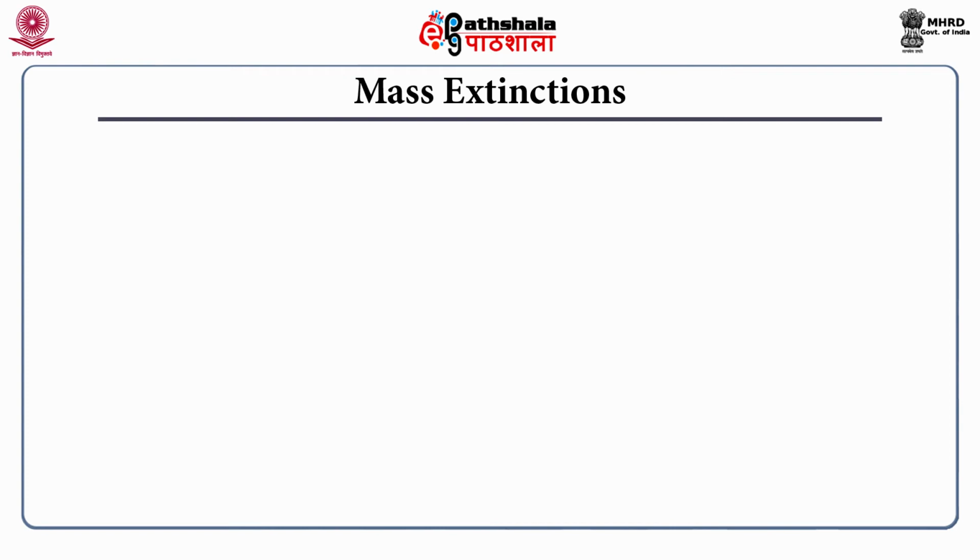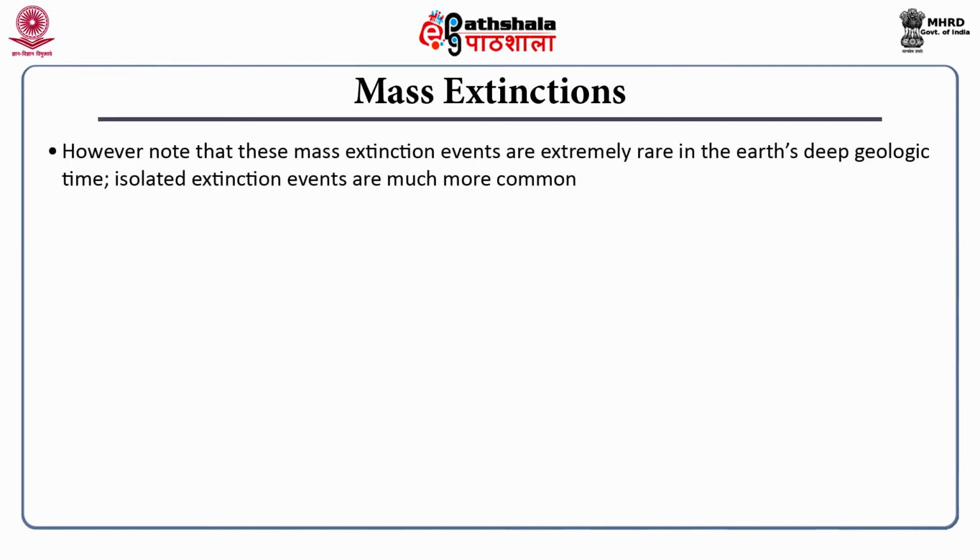So, mass extinction events, what are these? You should note that these mass extinction events are extremely rare in Earth's deep geologic time. Isolated extinction events are much more common. Local extinction events are a lot more common. Background extinction events might have caused a lot more species extinctions than the mass extinction events, but mass extinction events are very interesting because they caused the extinction of a lot of species en masse. Almost more than 70% of all species will go in one go.